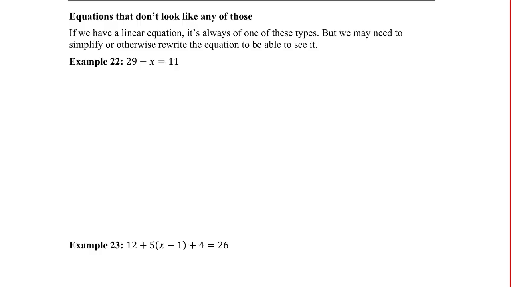Well, we have to remember for an equation like this that there's no such thing as subtraction. This equation is actually 29 plus the opposite of x equals 11. And now we see that this is actually a two-step equation. So we know what we need to do now in order to solve for x. First, we need to get rid of the 29. We'll do that by subtracting 29 on both sides.